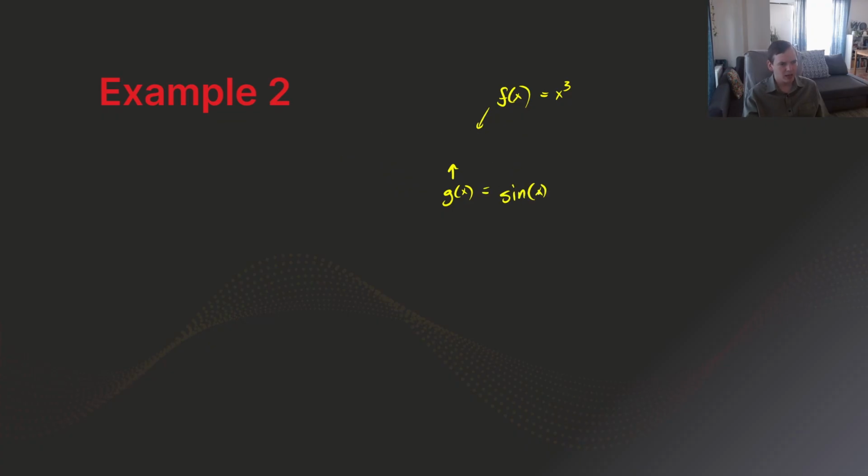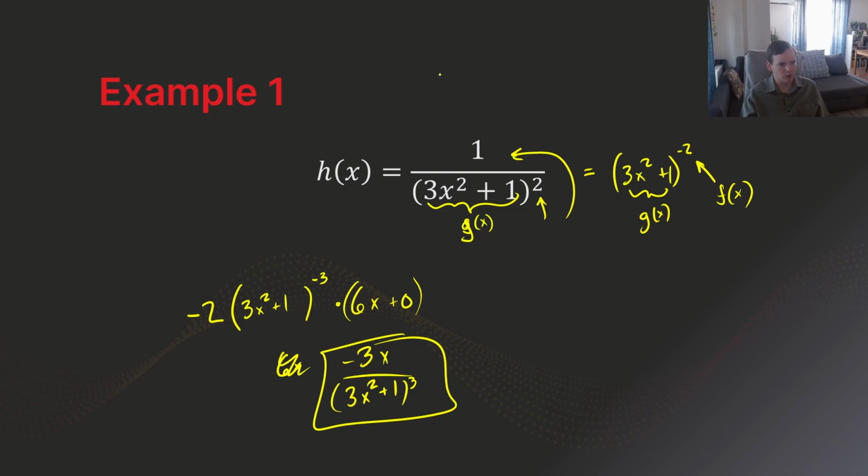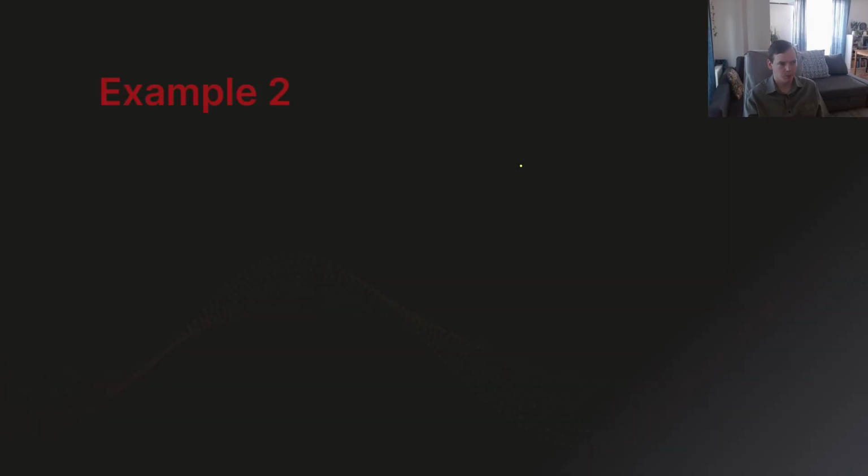Let me actually go back on the previous one and label those for you as well, if that helps you to see it. So g of x is 3x squared plus 1. f of x is x to the negative 2. So that corresponds with those bits.